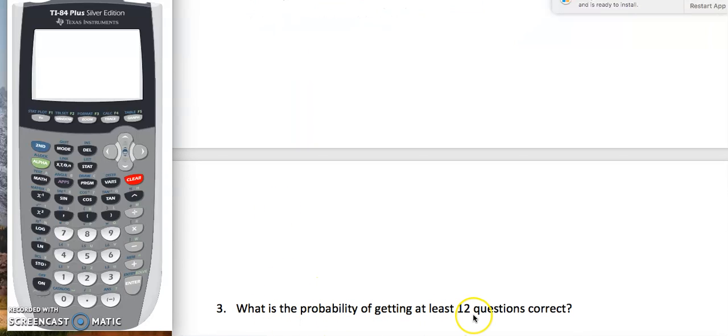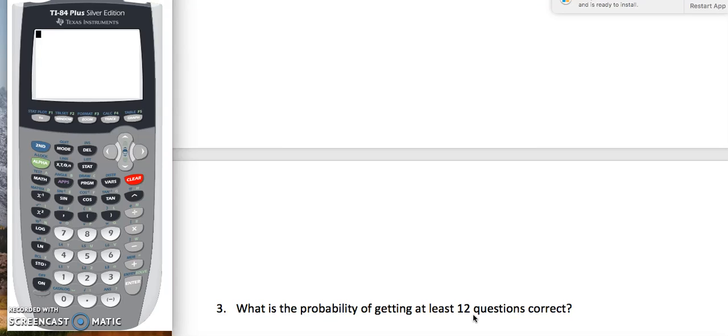What is the probability of getting at least 12 questions correct? Well, this is a little different than the 2 previous examples. The previous examples were at most some number. So starting at 0, adding up to whatever that number was. In this case, at least 12. Well, what that means is 12 or more questions correct. So 12 or 13 or 14, all the way up to 20. So what you're trying to do here is add up all these probabilities from x equals 12 all the way up to x equals 20.